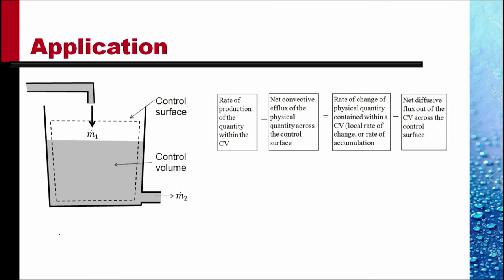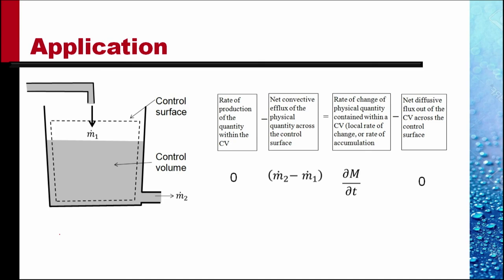We apply this to a system in which we have a container in which the mass is coming in at the rate m1 dot, and the mass is leaving at the rate m2 dot. The control volume is defined as the volume enclosed by the broken line. The broken line itself represents the control surface. The rate of production of the quantity within the control volume is obviously zero. Net convective flux of the physical quantity across the control surface is in association with the mass. So m1 dot is moving in, m2 dot is moving out. So m2 dot minus m1 dot is the net efflux.